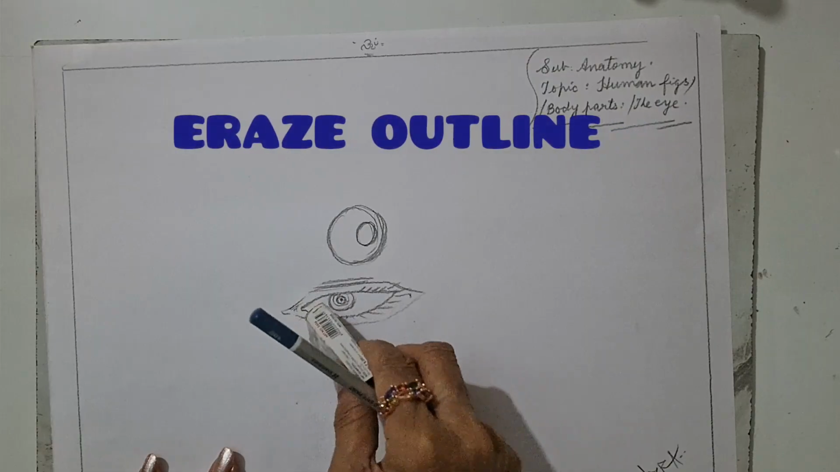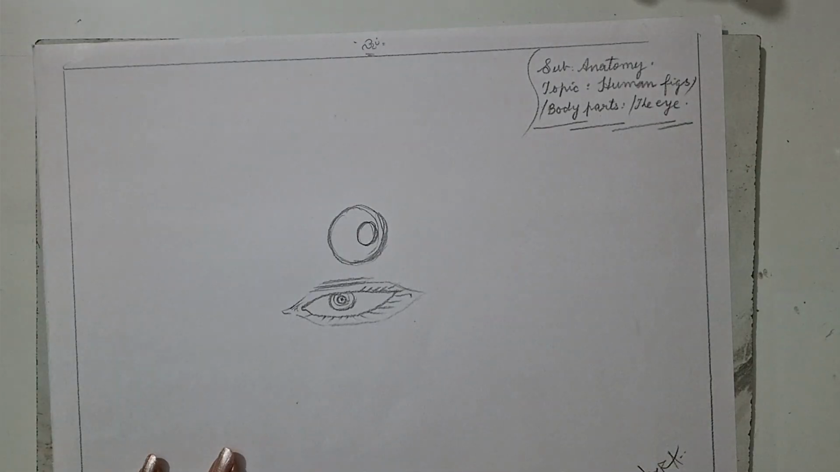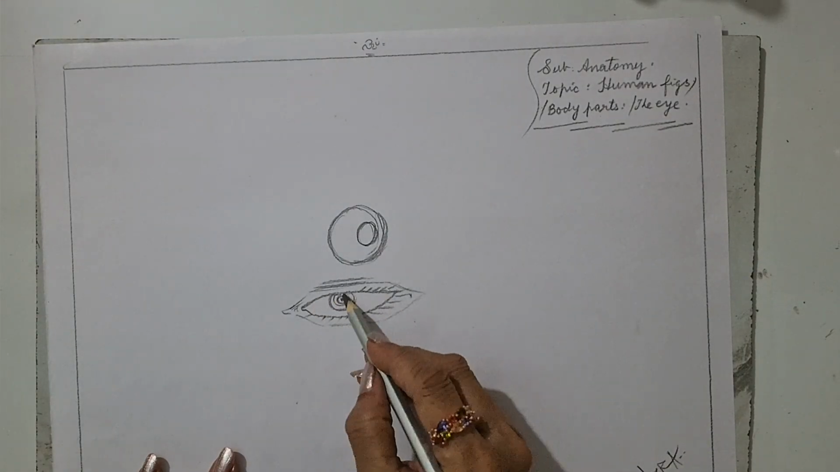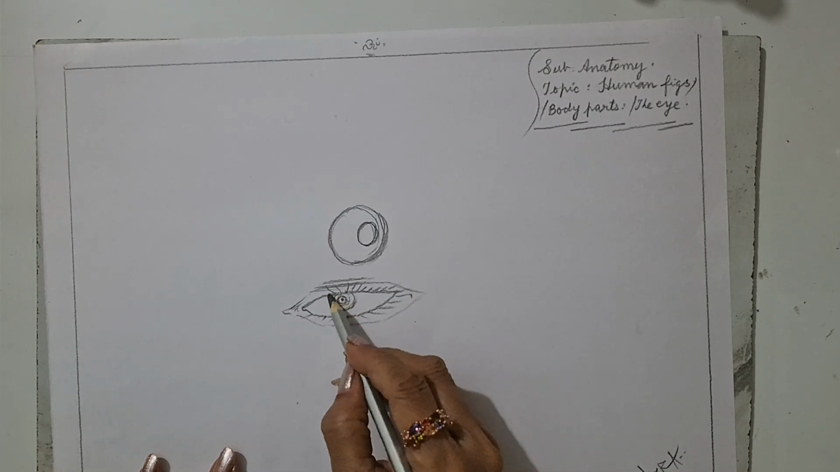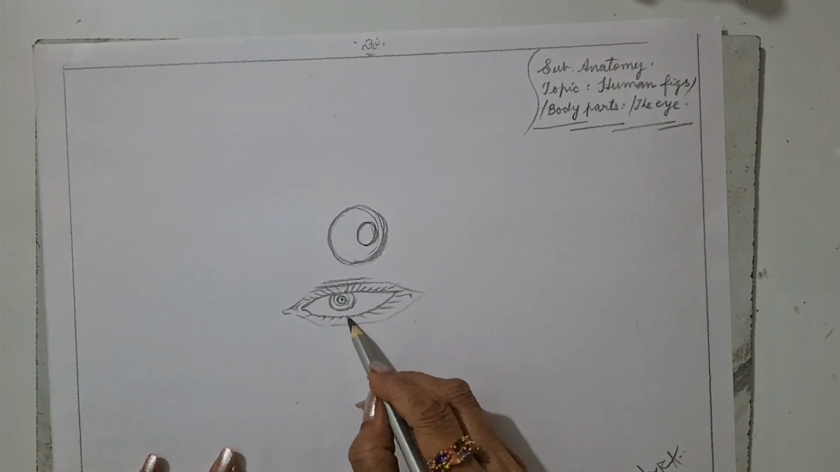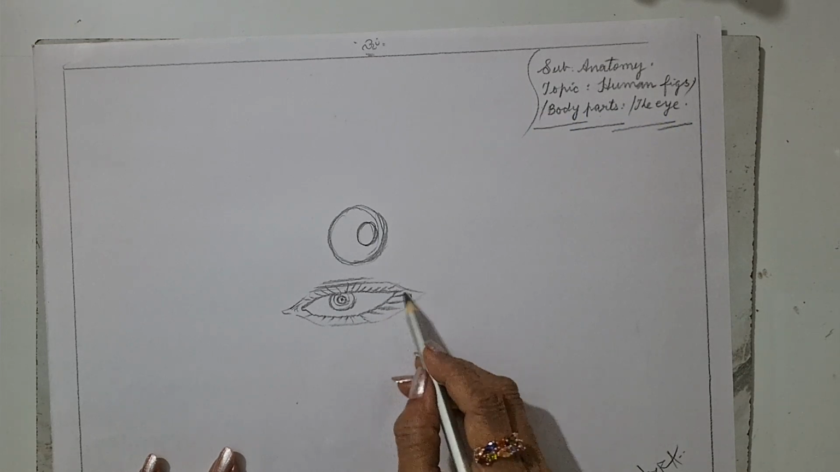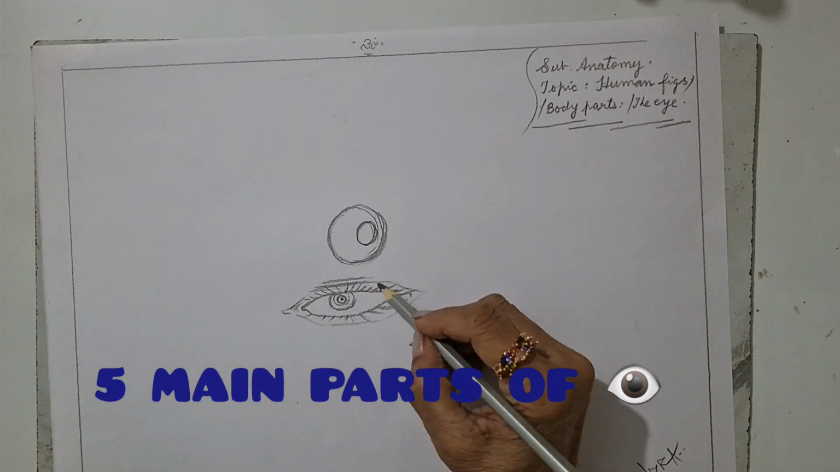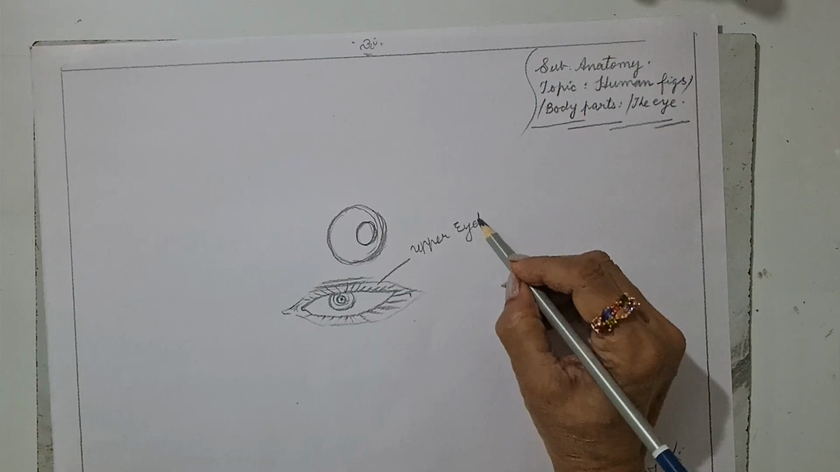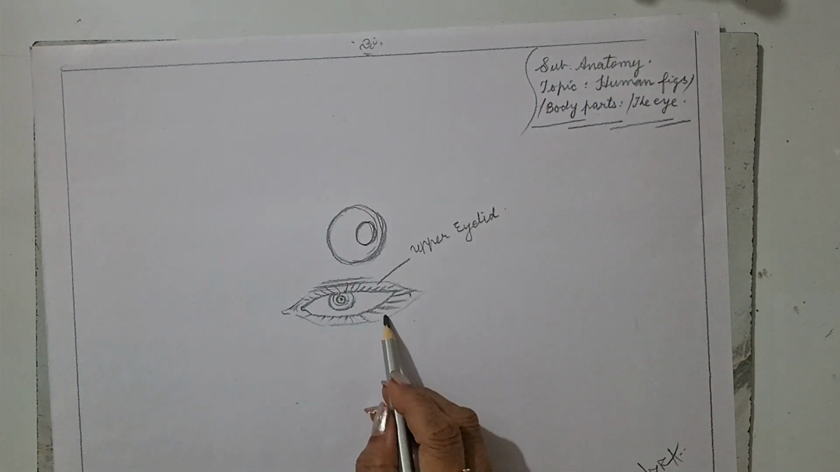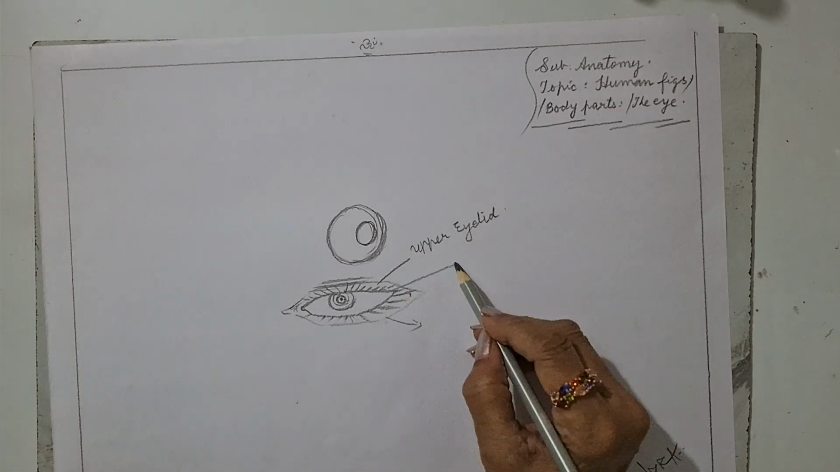The outline for the eyelashes. Let's make some. See, the eyelash start from the center. You cannot draw eyelashes in random. There are some rules. From the center it starts like this, goes to all the directions. As you know, this is the upper eyelid. Lower eyelid. Eyelashes.